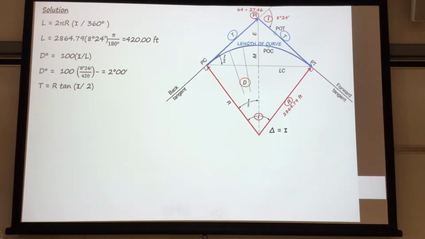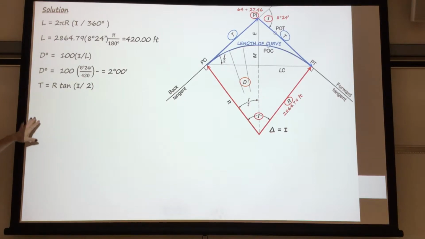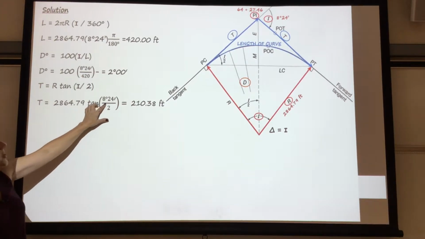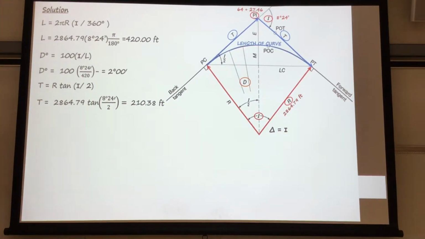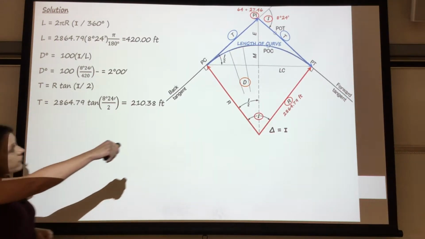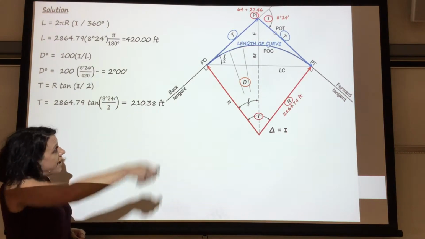It should have been an equal sign. Tangent equals the radius times tangent of I over 2. So the radius is 2,864.79. Tangent of the intersecting angle, 8 degrees 24 minutes divided by 2, gives us 210.38 feet. So that's the distance from PC to PI.